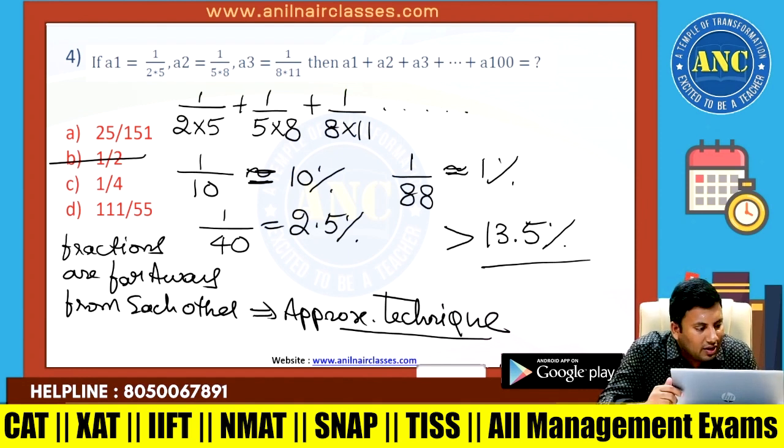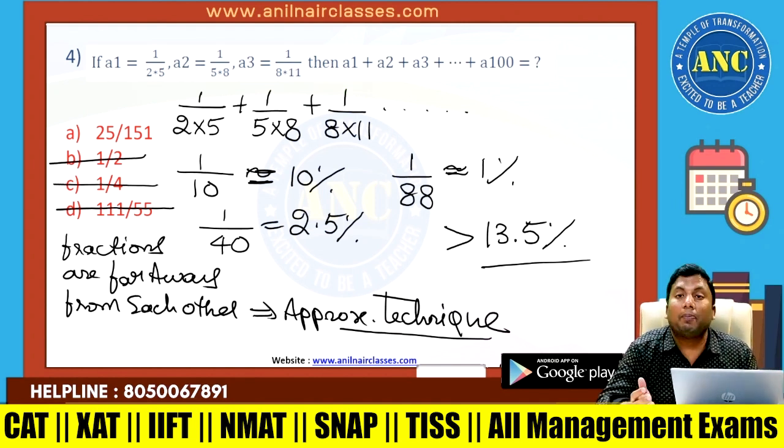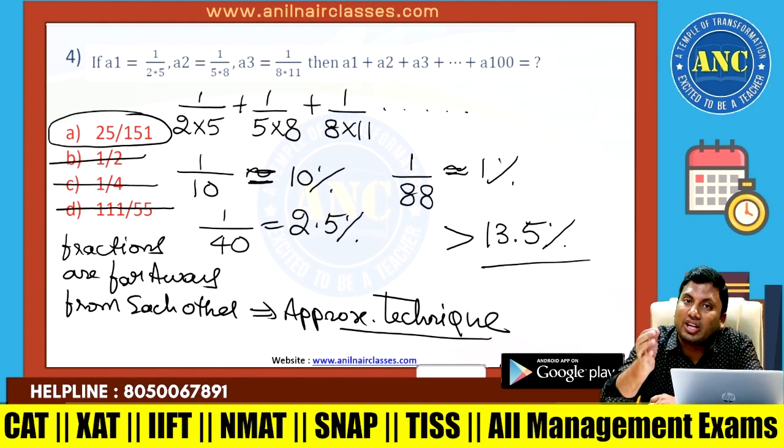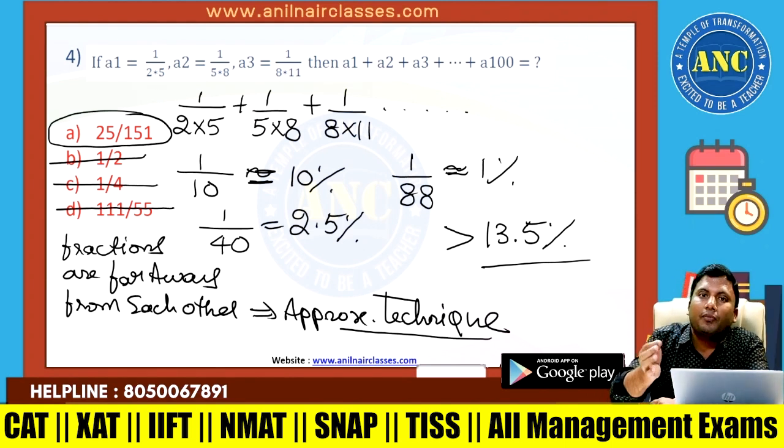1 by 2 is 50%, this is anyway numerator greater than denominator. This we are stuck. 1 by 4 is 25%. Answer should be just greater than 13.5%. We got the answer as 25 by 151. Now let us check by using method 2 whether I solved it right or wrong.